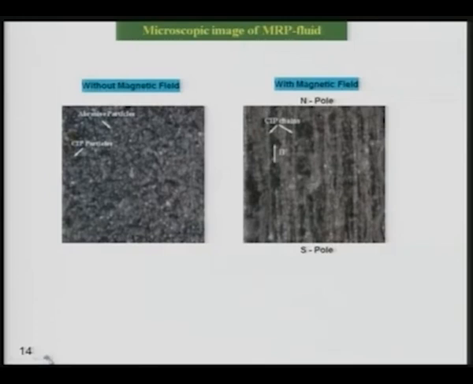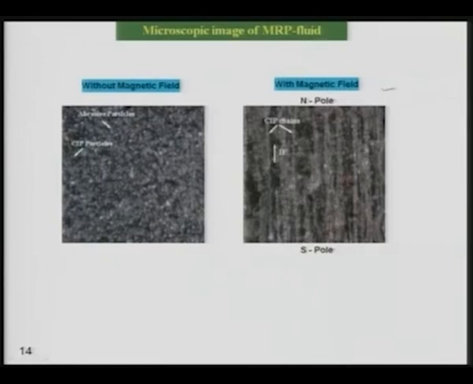Now, this is a very interesting picture. You can see here on the left side abrasive particles, iron particles randomly distributed in the medium, that is the base liquid which consists of oil as well as glycerol. But when you are applying the magnetic field, you can see columnar type of structure has been formed.